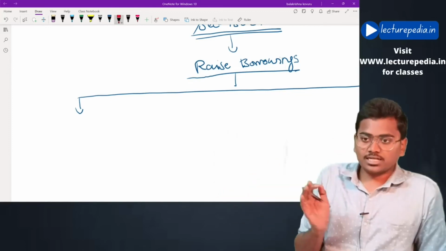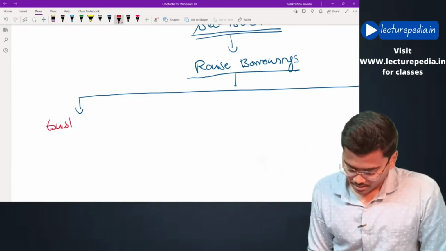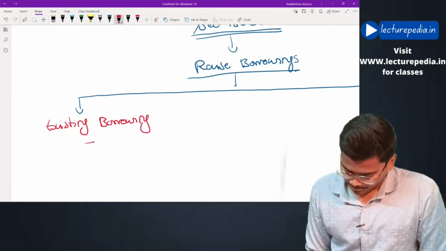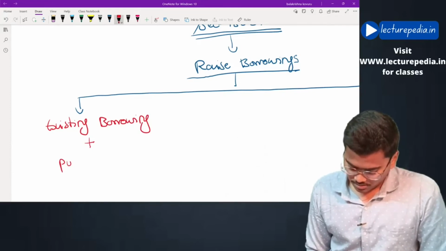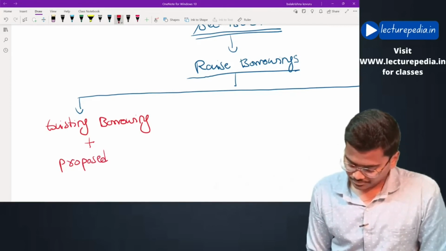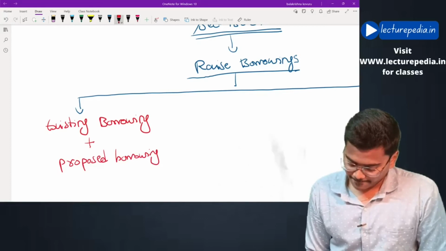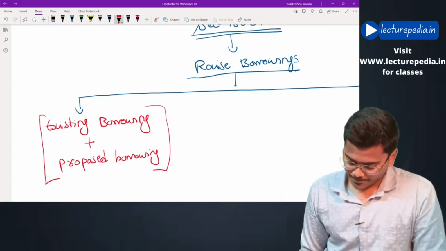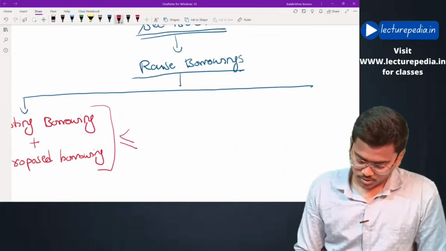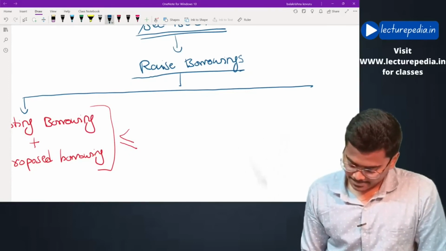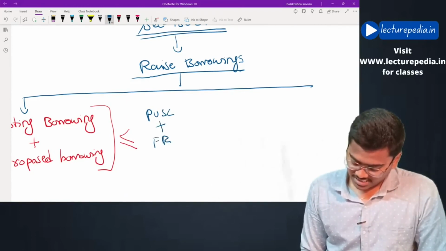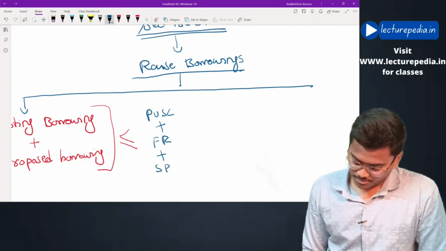I'll note down the chart, later on I'll explain you. Existing borrowings plus proposed borrowings, okay, these two are less than or equal to paid up share capital plus free reserves plus security premium of the company.